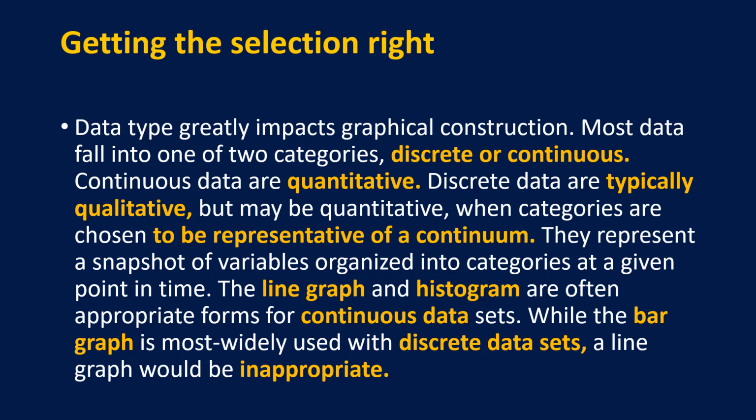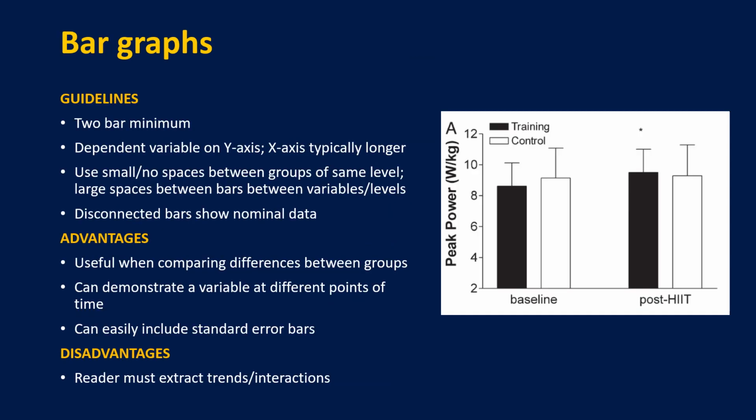But if I have, for example, recorded the peak power outputs across all the HIT training in a single session in my participants, and I've got it for say 10 sprints, then that is continuous data, and that goes on our line graph. So we're going to go through this, because picking the right graph is going to be fundamental to getting your message across. So let's start with bar graphs, and in fact the example here is from a HIT-based study.